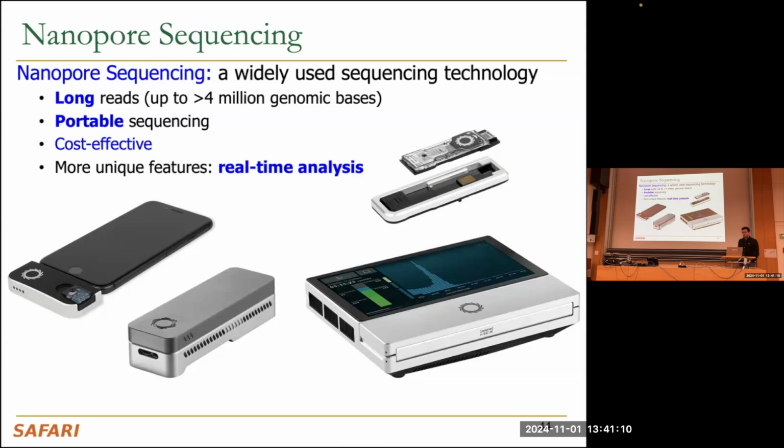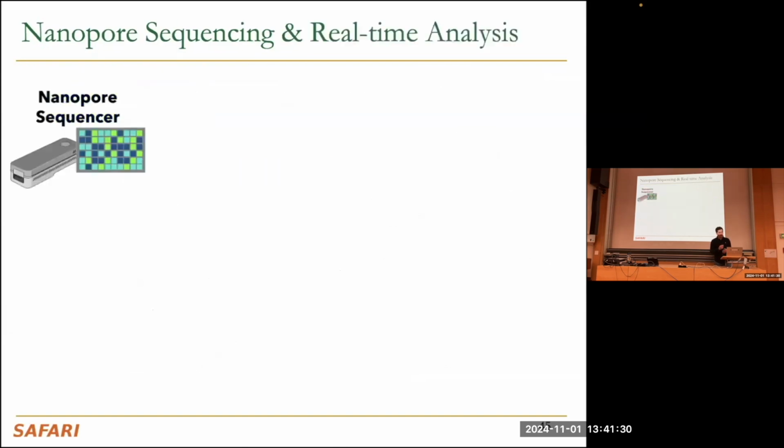So this is nanopore sequencing, and due to its essential benefits, it's a widely used sequencing technology. It can produce long fragments of DNA up to 4 million genomic bases. It is portable, so you can carry it around and use it if you want. It is relatively cost-effective, and it provides some more unique features that I'll cover next.